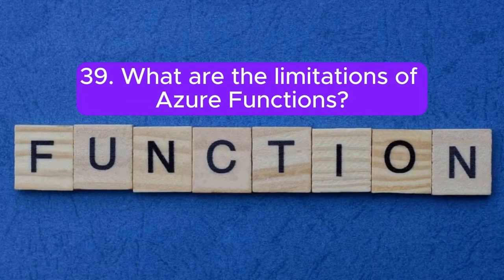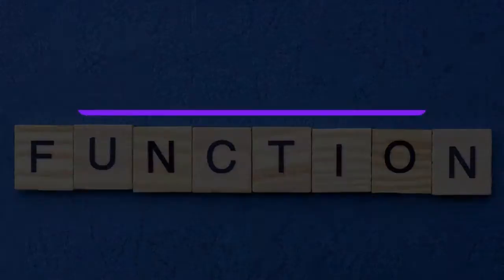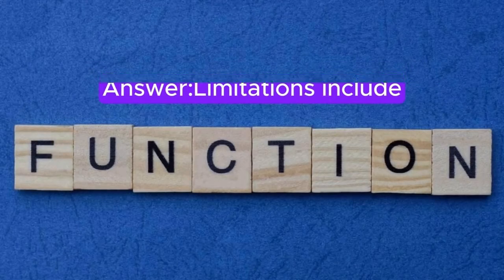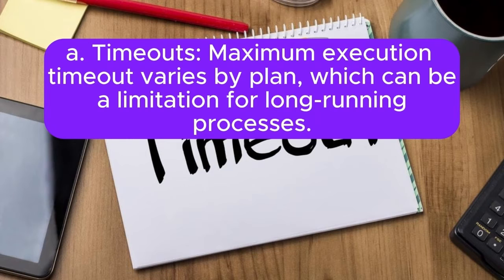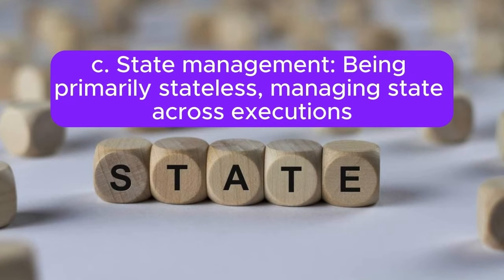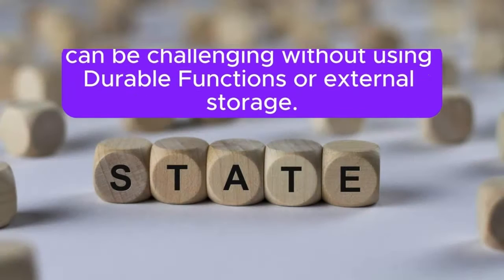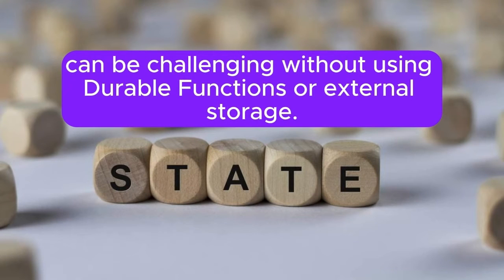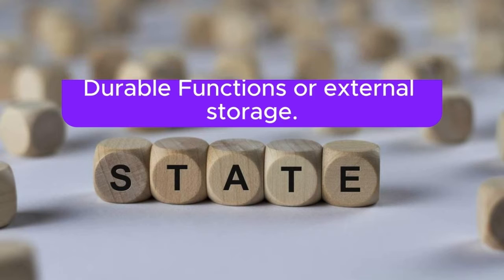39. What are the limitations of Azure Functions? Answer. Limitations include A. Timeouts. Maximum execution timeout varies by plan, which can be a limitation for long-running processes. B. Cold starts, especially in consumption plans, where functions may have a delay when scaling from 0. C. State management. Being primarily stateless, managing state across executions can be challenging without using Durable Functions or external storage.